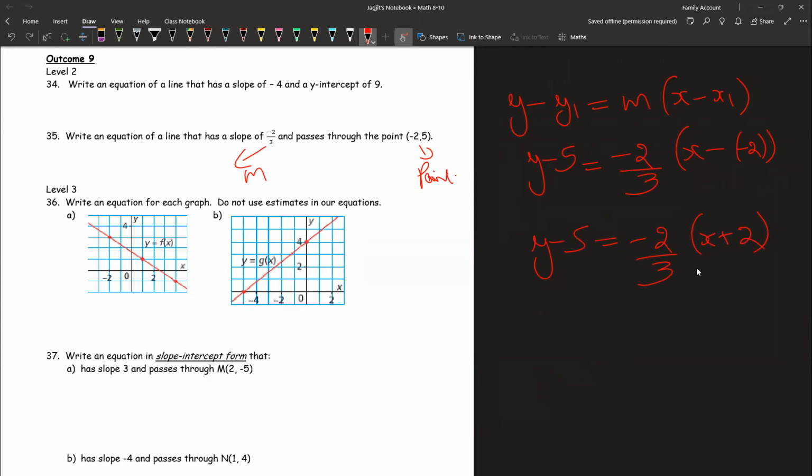And there we go, guys. That is our equation in slope point form. As you can see, it was a lot faster. So if the question doesn't say in which form you need to write it, then pick the easiest form to write.